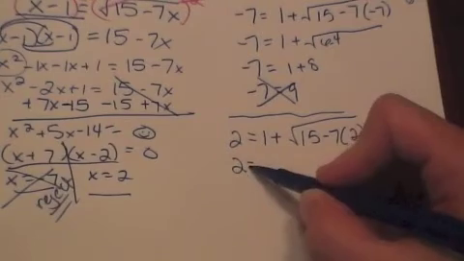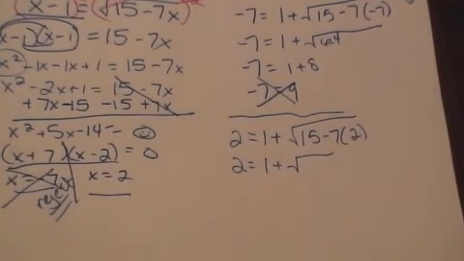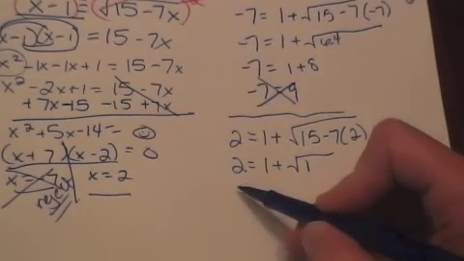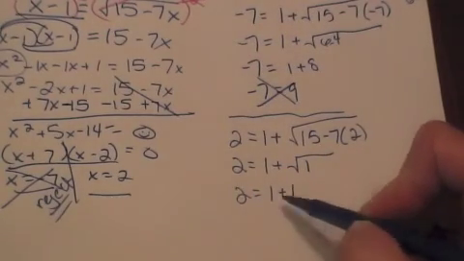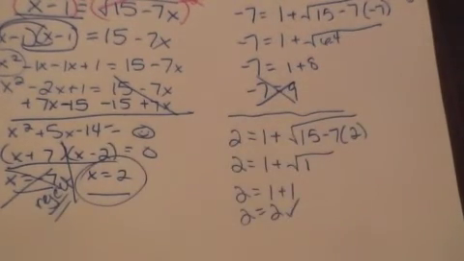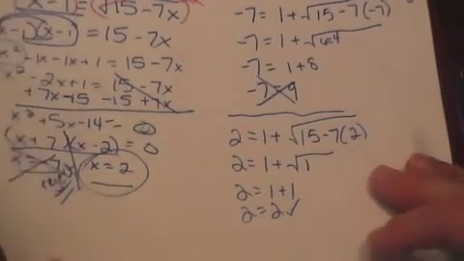So I do the math. 1 plus radical. So that's 15 minus 14. So that's 2 equals 1 plus 1. That checks. So that one's good. That's the answer. So always check and take it from there.